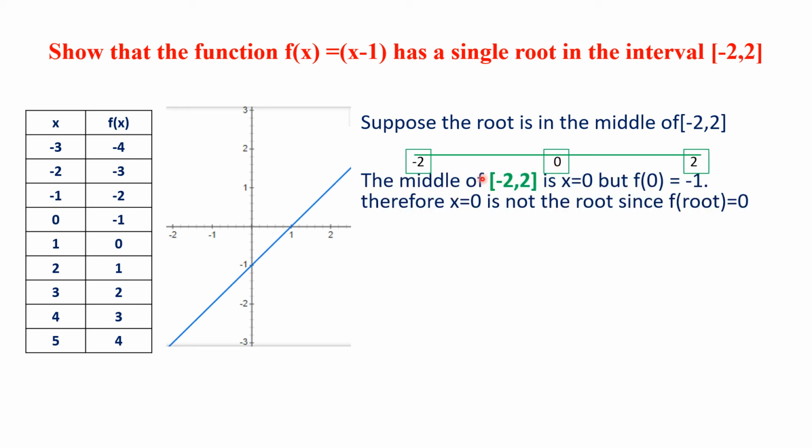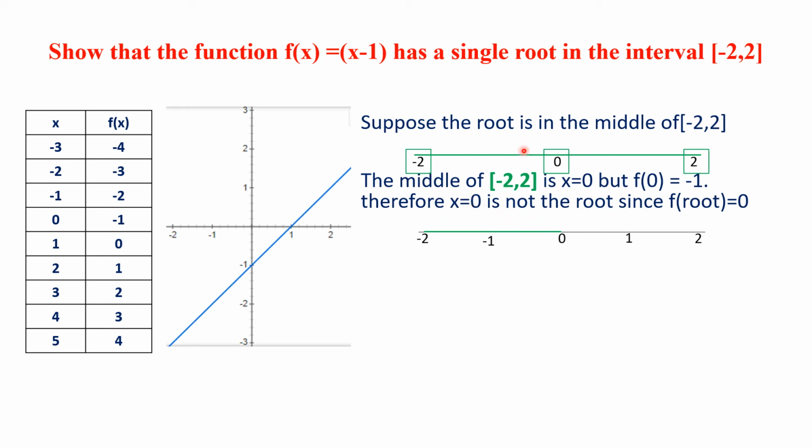That means if the root is at x equals 0. Now if we look at x equals 0, we will find that f of 0 is not equal to 0, because over here f of 0 equal to -1. So f of 0 equal to -1 proves that x equals 0 is not the root, since f of the root must be equal to 0.